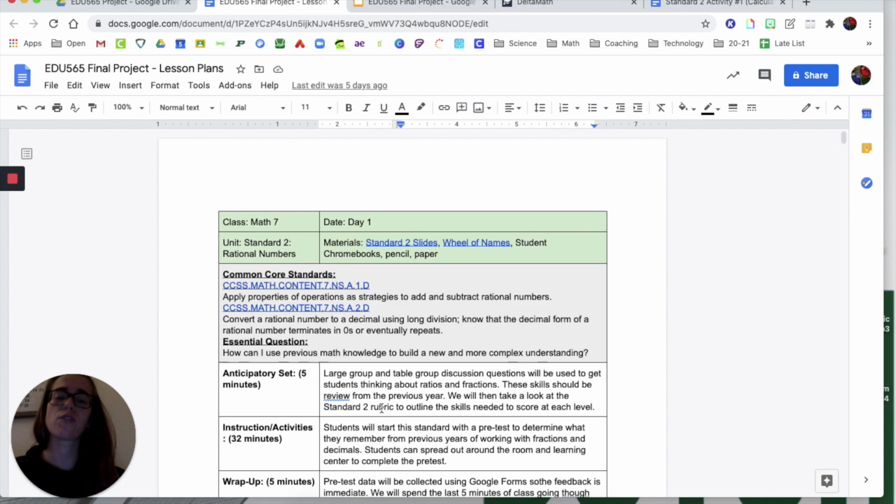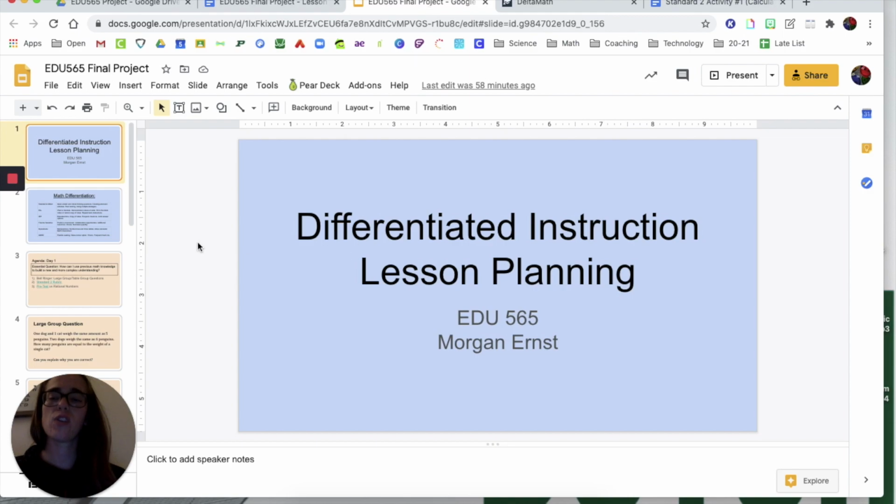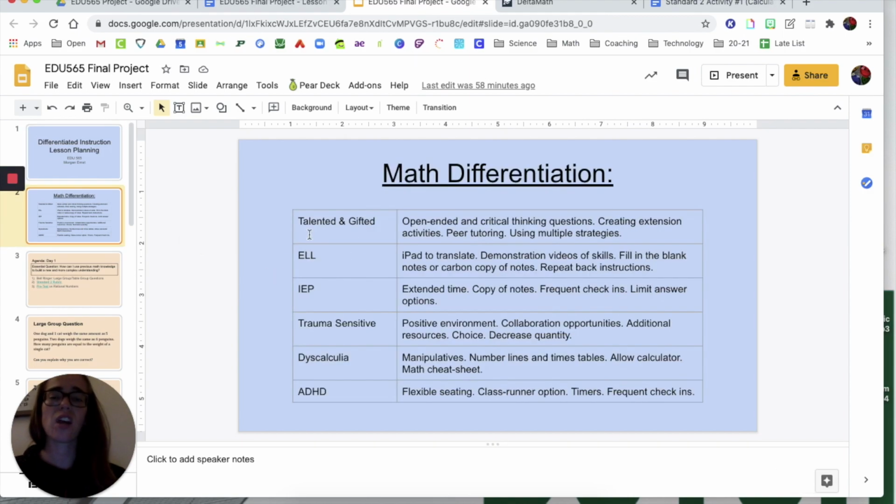So there's one of these for each of those 5 days, so you can feel free to take a look at those for more detail. But overall, again, these are kind of our general math differentiation strategies that we would be using kind of on and off depending on the different tasks and the different skills that we're working on.